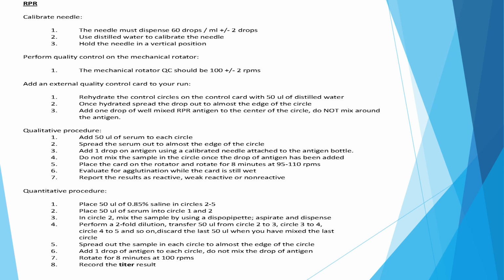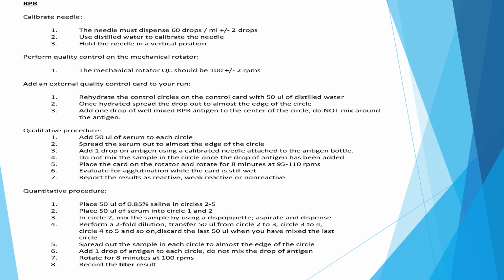And here's the procedure for the RPR. It's pretty easy. We take 50 microliters of our patient sample and put it on a test card. Then we add 1 calibrated drop of antigen, which is cardiolipin, lecithin, cholesterol on charcoal particles, to the test circle, and we mix them together. We rotate it on a mechanical rotator at 100 RPM, plus or minus 2 RPM. And at the end of 8 minutes, we look for agglutinins. If there are agglutinins in the circle, we report that out as reactive. If they are small agglutinins, we report them out as weak reactive. And if there are no agglutinins, we report that out as non-reactive.